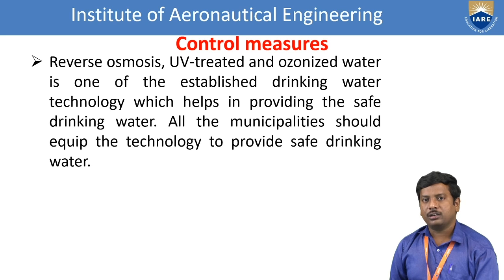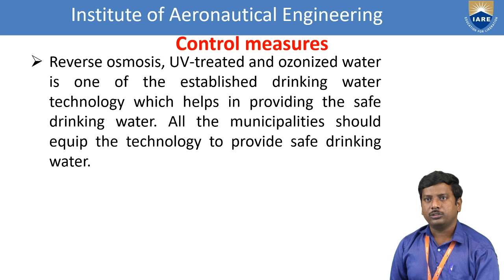According to the title, you understand it is the reverse of osmosis. Osmosis is the process where water flows from lower concentration to higher concentration when both are separated by a semi-permeable membrane. In reverse osmosis, the water moves from contaminated water to pure water, that means higher concentration to lower concentration, when both are separated by a semi-permeable membrane. And UV treated means ultraviolet treated and ozonized water.